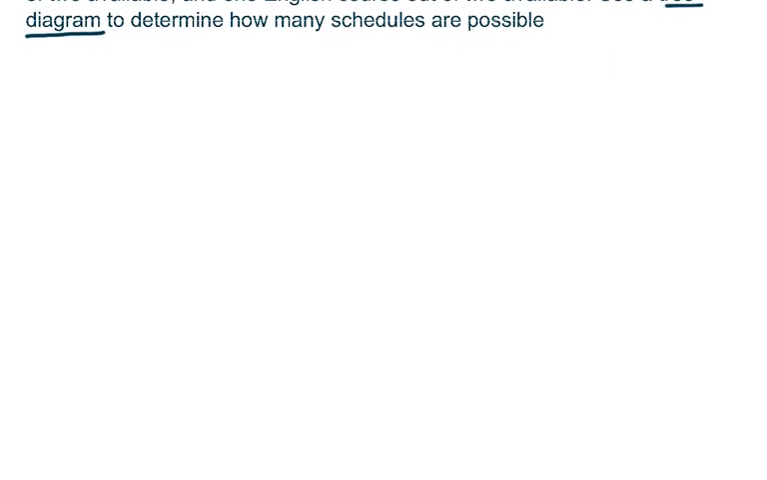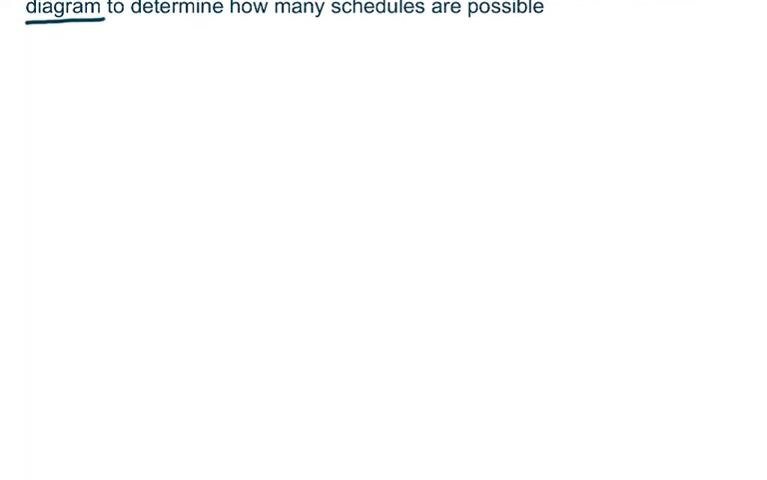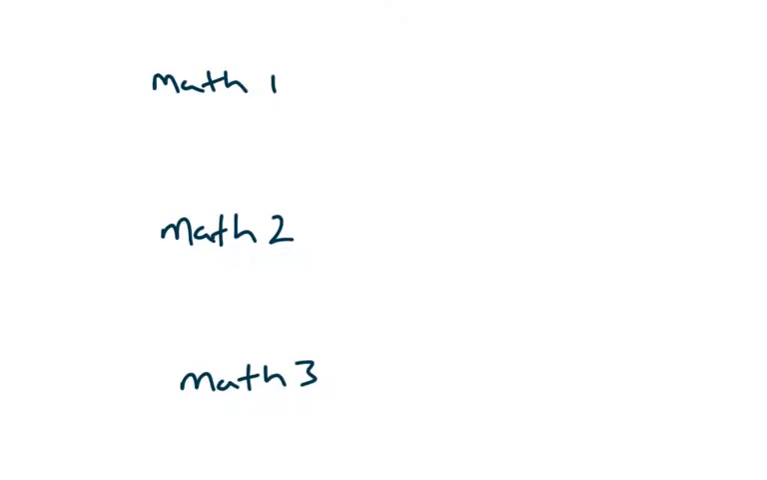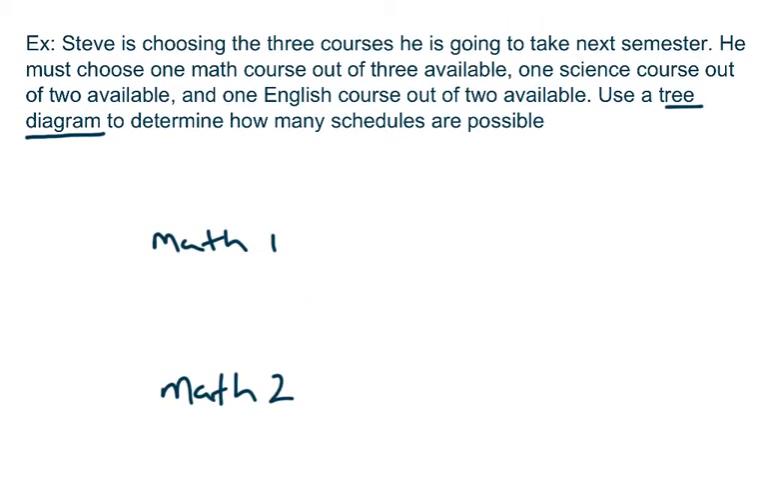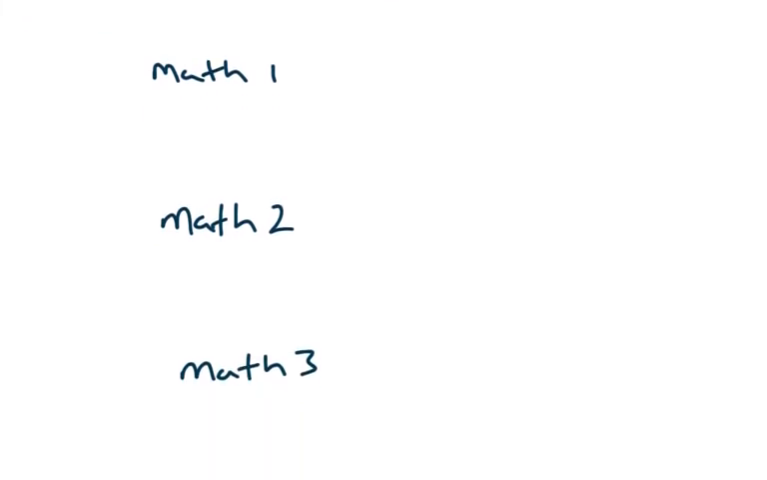So, as I'm doing this, I know I have 1 math course out of 3 available. So, let's say I'm going to choose either Math 1, or I could do Math 2, or I could do Math 3. So I have 3 options for my math courses. It then says I have 1 science course out of 2 available. So if I choose Math 1, I could either take Science 1 or Science 2. If I choose Math 2, I can then take Science 1 or Science 2. And if I choose Math 3, then I could take Science 1 or Science 2.